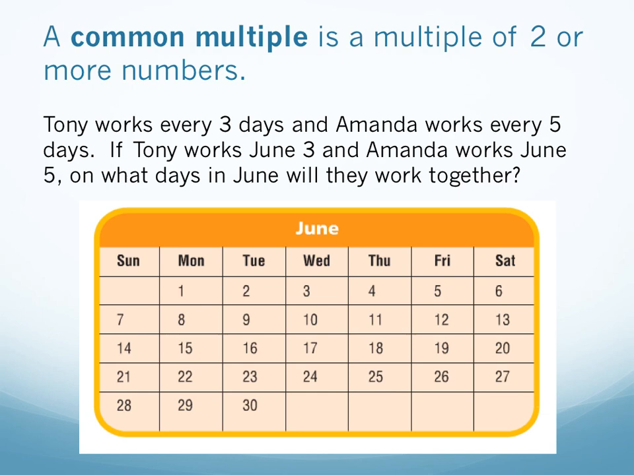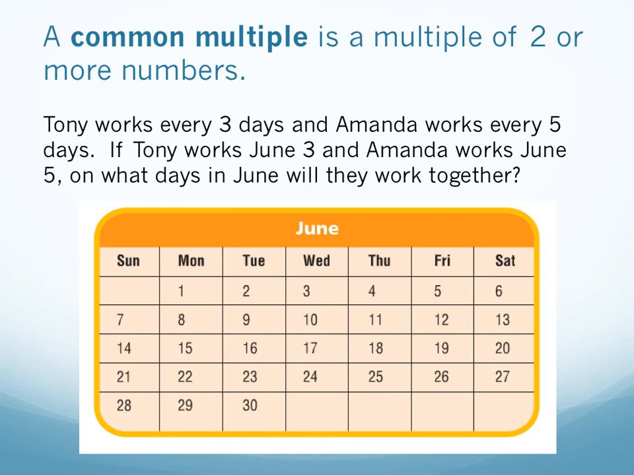Let's look at another example. When we did factors, we knew that a common factor was a factor of 2 or more numbers. We can also look at common multiples. A common multiple is a multiple of 2 or more numbers. Let's take a look at this problem. Tony works every 3 days, and Amanda works every 5 days. If Tony works June 3rd and Amanda works June 5th, on what days in June will they work together?